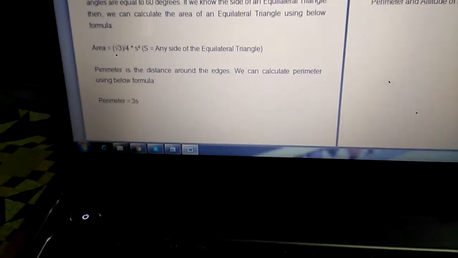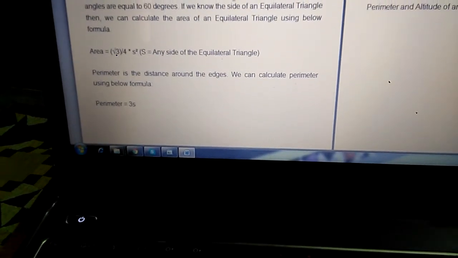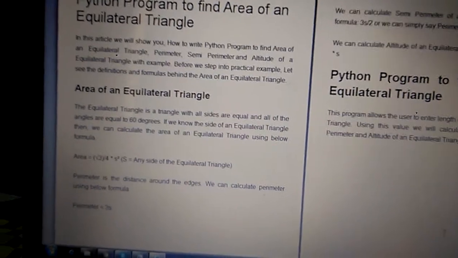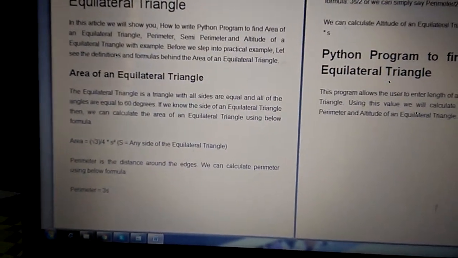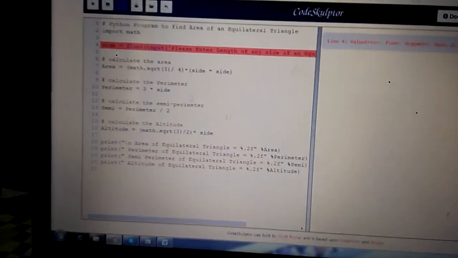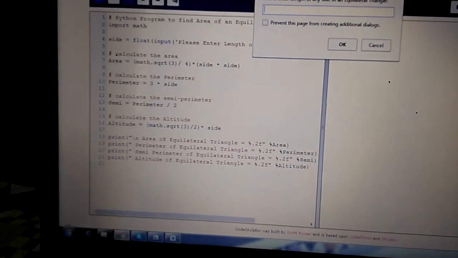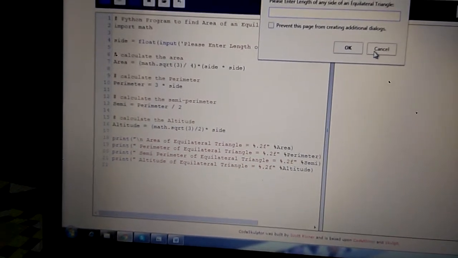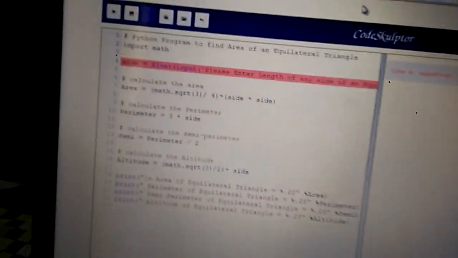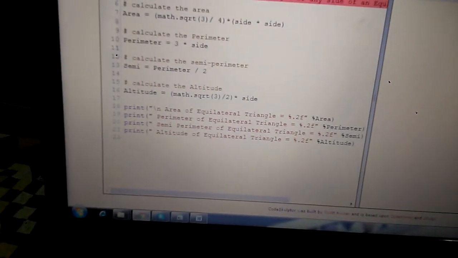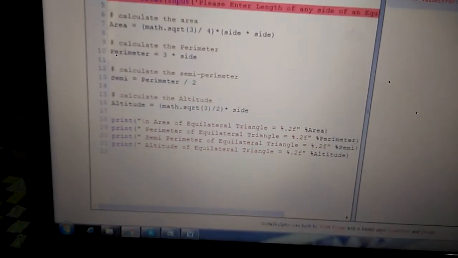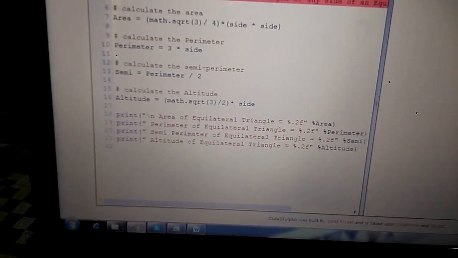Now in the following program, I will show you practically how we can calculate the area of an equilateral triangle. Let's go and see how the area can be calculated. Here is the program. Here is the code sculptor screen, where I will show you how to write the area of an equilateral triangle in Python programming.